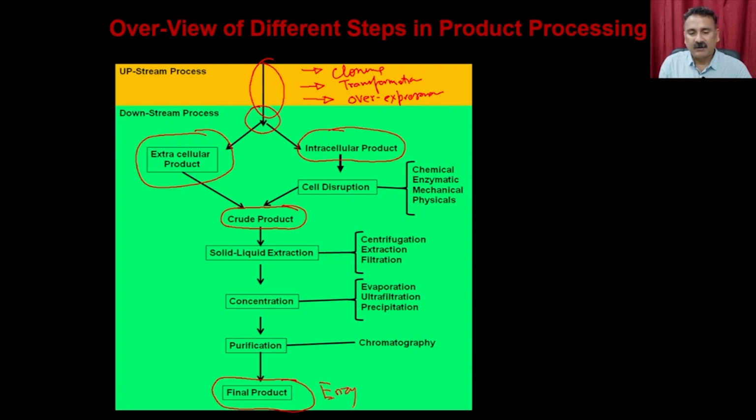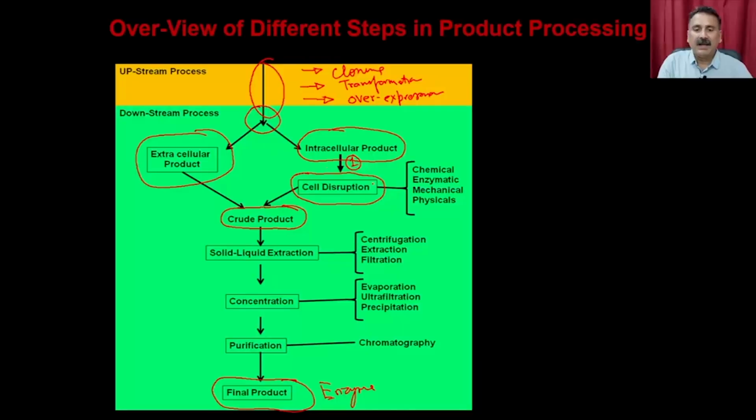So in this process, the first event is that you are going to do cell disruption, so that the material present inside the cell is released. Cell disruption can be done by many methods. In today's lecture, we are going to discuss the cell disruption methods, and then also the basics of chromatography. So let's start.